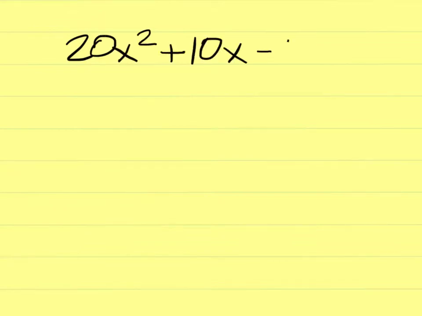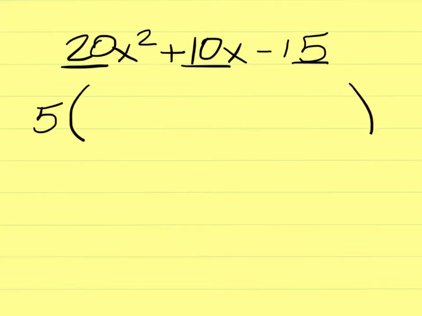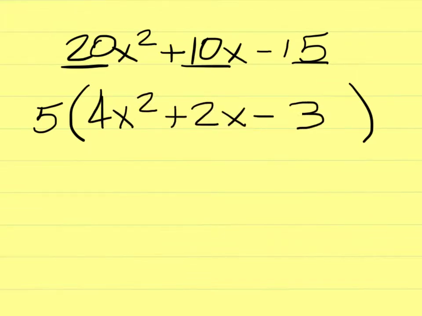Bring this problem up. It is 20x squared plus 10x minus 15. The solution here, the highest number you can take out is a 5. When you divide everything by a 5, you're left with 4x squared plus 2x minus 3.